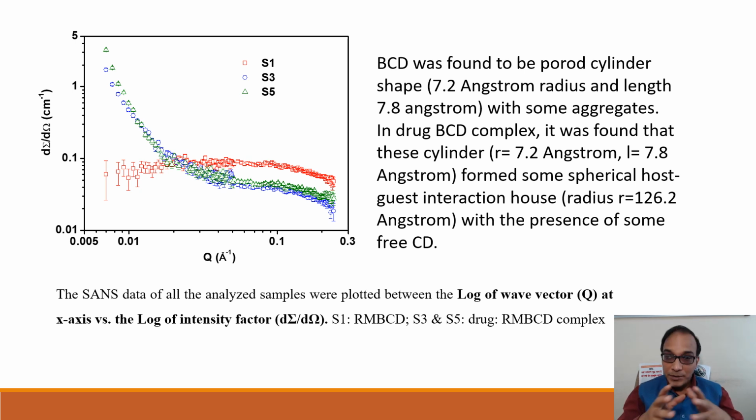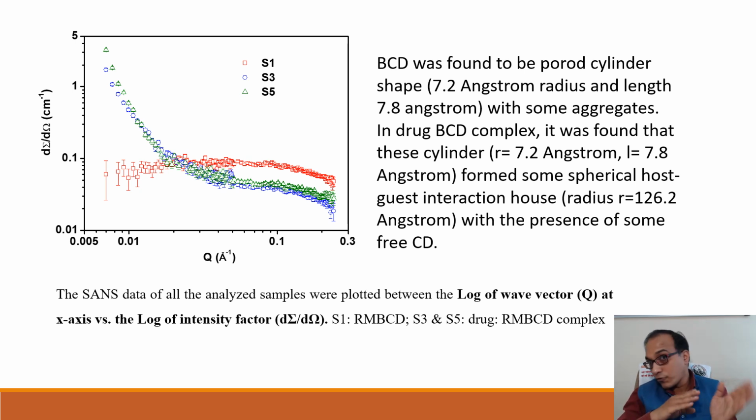In the case of drug BCD complex, it was found that these cylinders with a radius of 7.2 angstrom and length of 7.8 angstrom form some spherical host-guest interaction house with a radius of 126.2 angstrom, with the presence of some free CDs. You cannot say that free CDs are not available. You can't deny the existence of free CDs in the complex even.